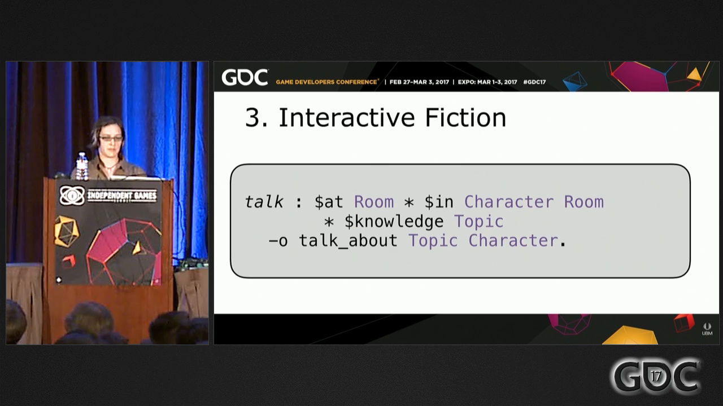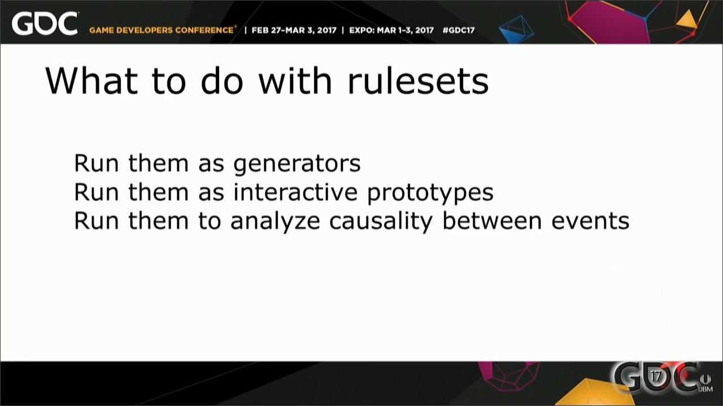The interesting thing about this is that it's also fairly straightforward to start scripting more interesting types of interactions like character conversation. So if you're in a room and a character is also in that room and you have some knowledge about a topic, then you can start talking about a topic. And then maybe this rule interacts with another one that takes the talk about predicate, and then the character can respond to it. So these first 2 points are kind of in summary.